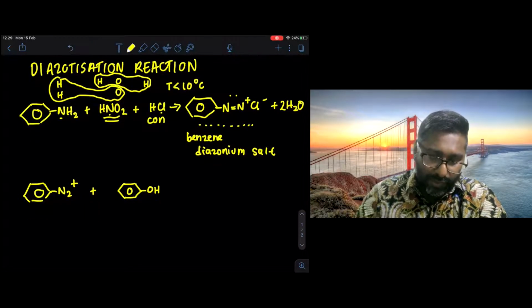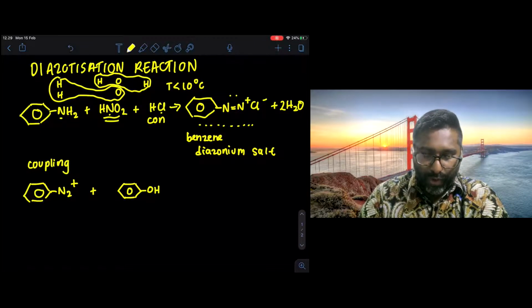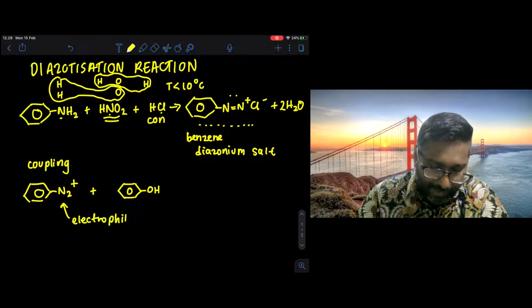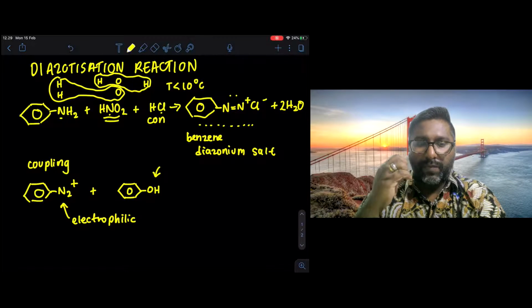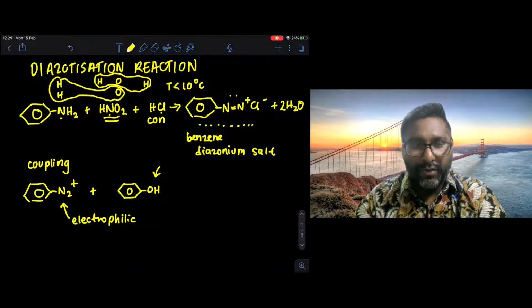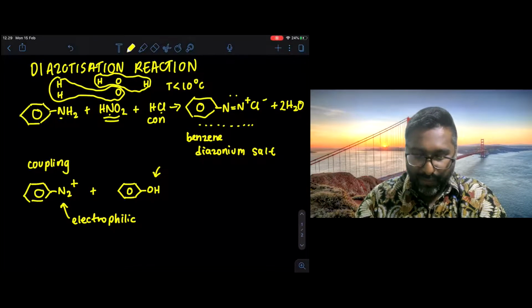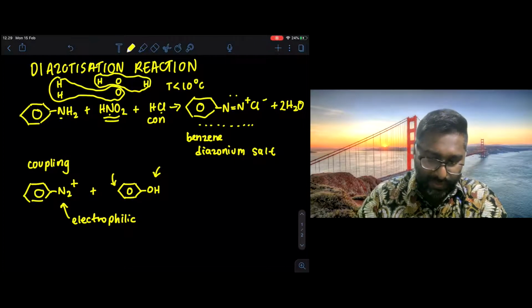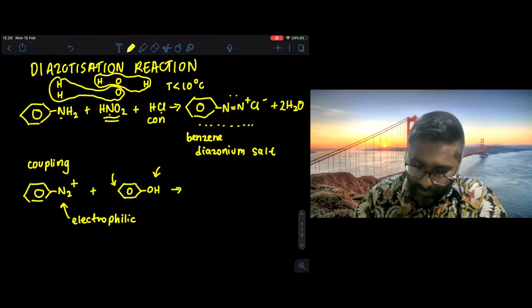Now, in the coupling reaction, what is going to happen? Basically, we are going to have this as our electrophile. So electrophilic substitution is going to happen, and take note that OH is a 2,4,6 directing group. They are electron donating groups. So they are going to activate certain positions, but in this case, position number 4 is going to be favored because of the size. So it is better to attach at position number 4. You are going to get this structure.